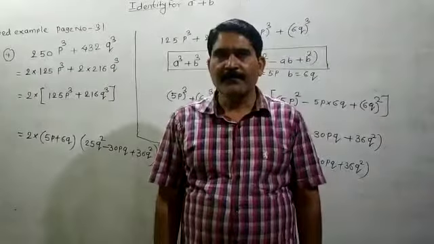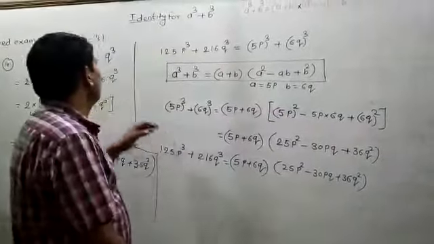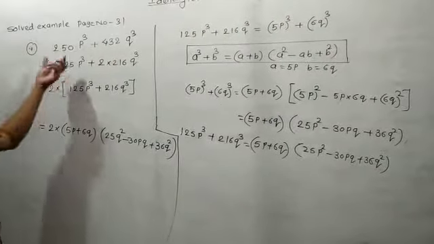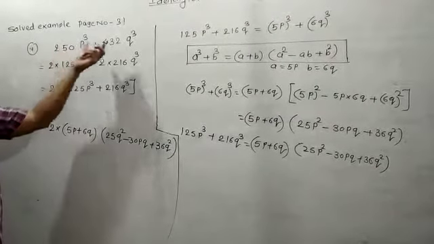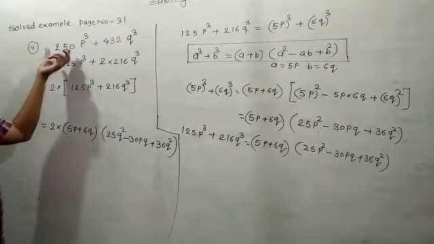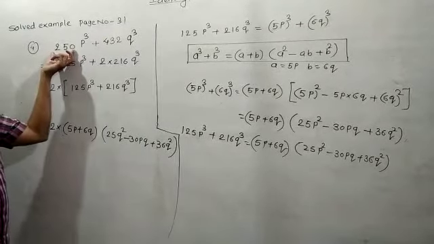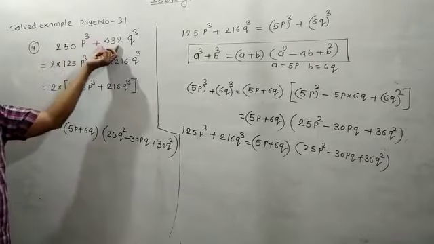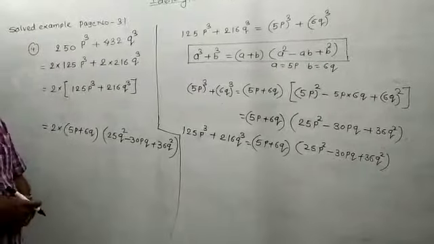Today we have to start with this example, page number 31, fourth example: 250 p cube plus 432 q cube. But this 250 is not the perfect cube of any number, and this 432 is not the perfect cube of any number.